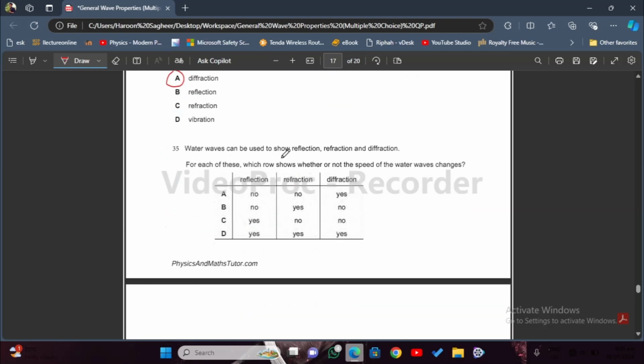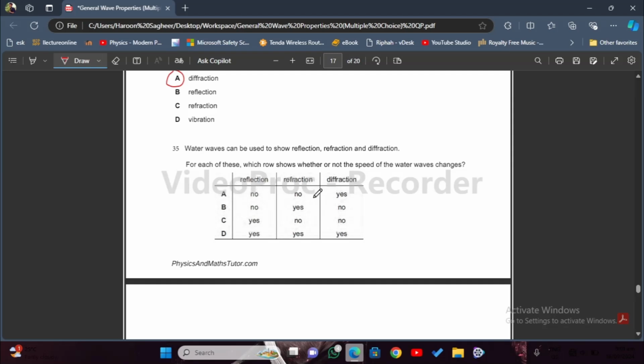Now, water waves can be used to show reflection, refraction, and diffraction. For each of these, which row shows whether or not the speed of the water wave changes? Right, when it comes to speed, reflection and diffraction do not change the speed. They have no effect on the speed or the wavelength. But refraction always changes the speed, direction, as well as the wavelength.